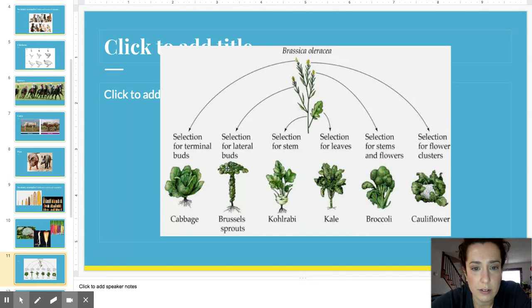It's just that what we're selecting for is the trait that's going to be developed. So that might be with Brussels sprouts. These are cool looking plants. They have all these little, basically tiny cabbages on the side. That lateral means side. So we're selecting for those little cabbage buds that grow all along the side of the stalk. And something like broccoli, the broccoli that you're eating is actually the flower. So kind of interesting stuff.